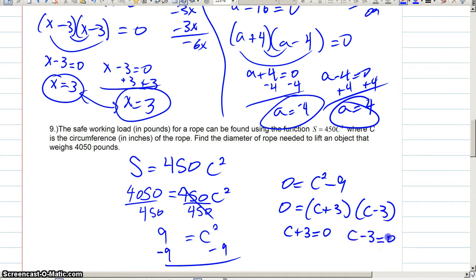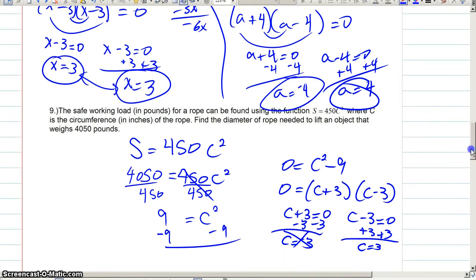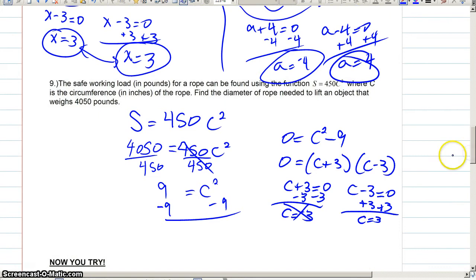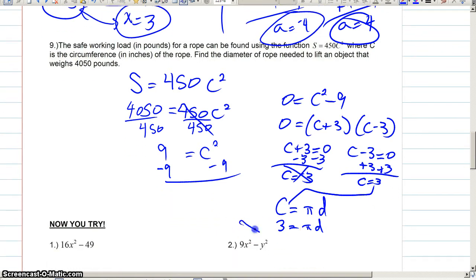Well, you'd know that your circumference can't be negative. We'd have to throw out this value of negative 3. That wouldn't make any sense. So the circumference would be a 3, but they're not asking for the circumference, they're asking for the diameter. The circumference from geometry was pi times the diameter. So if your circumference is 3, your diameter, plain and simply, is just going to be dividing both sides by pi.